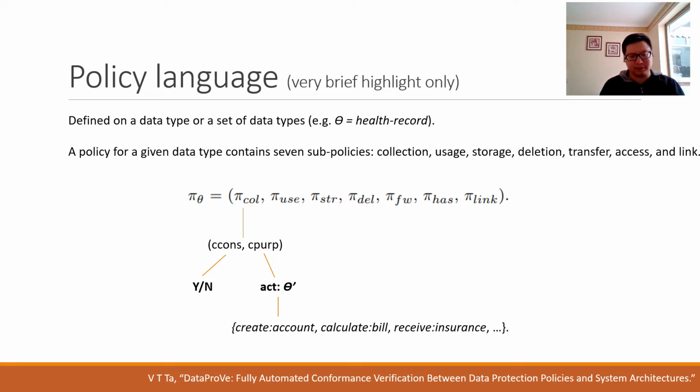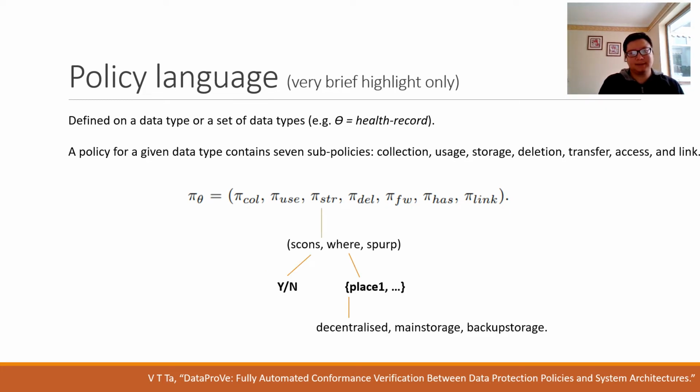which can be, for instance, create an account or calculate a bill, receive insurance, and so on. The usage policy is similar to the data collection policy, but with usage consent and usage purposes instead. Next, the data storage policy requires one to specify whether storage consent is required, the location of the storage, and a set of storage purposes. We define high-level locations such as decentralized or centralized options, which can be main storage or backup storage.